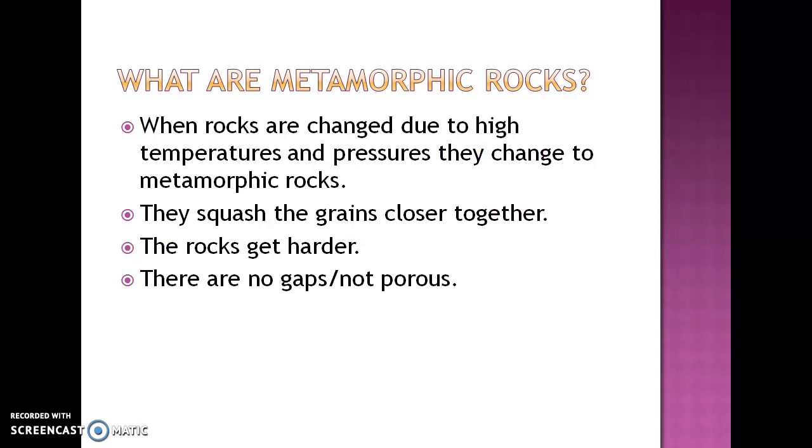So, how would you define metamorphic rocks? These rocks are changed rocks, and how do they get changed? Because it's all happening either on the surface of the earth or deep inside. So the change is due to the high temperatures and pressure, and that is what makes them change to metamorphic rocks. What happens is that they squash the grains closer together whenever there is pressure and temperature.